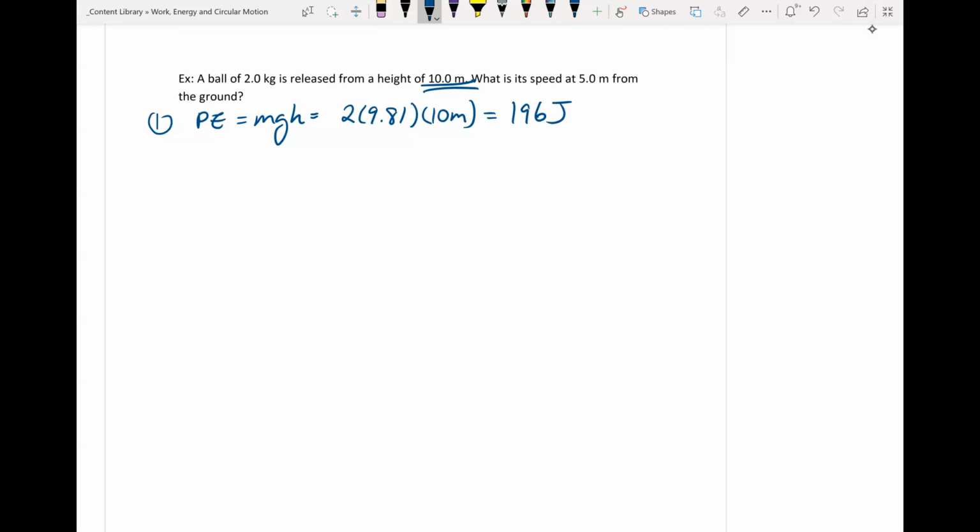196 joules. So just as a side note here, at 10 meters, remember that your kinetic energy is going to be 0 because that is where our ball is being released from. So our total energy, if we were to combine potential and kinetic energy, is just made up of your potential energy at this point, which is 196 joules.